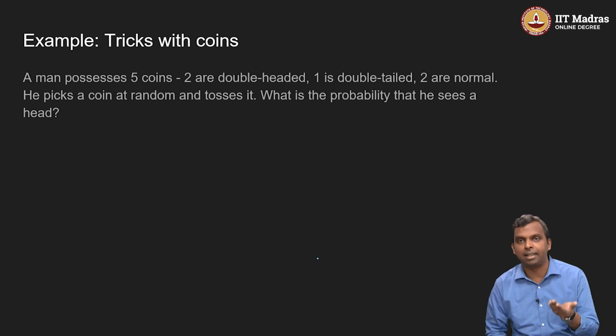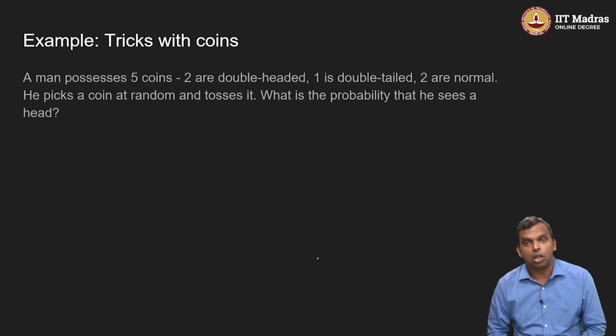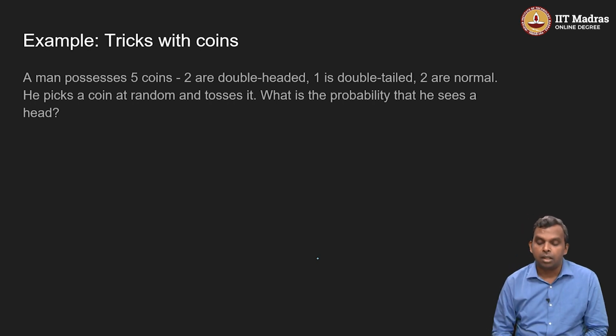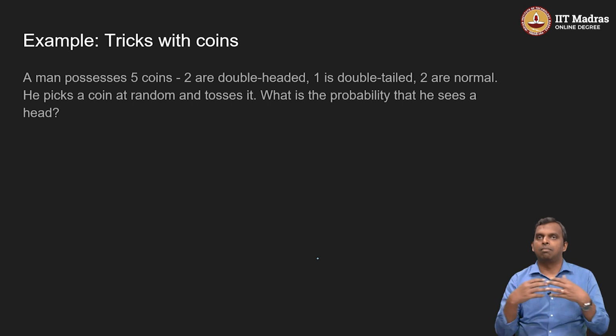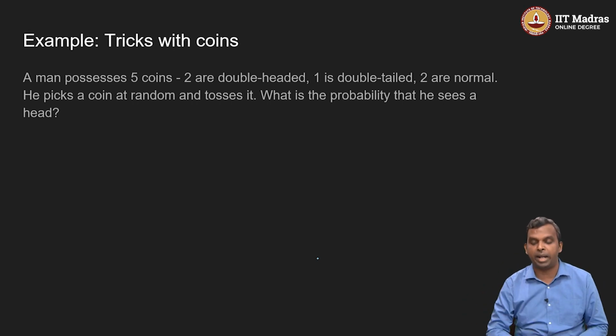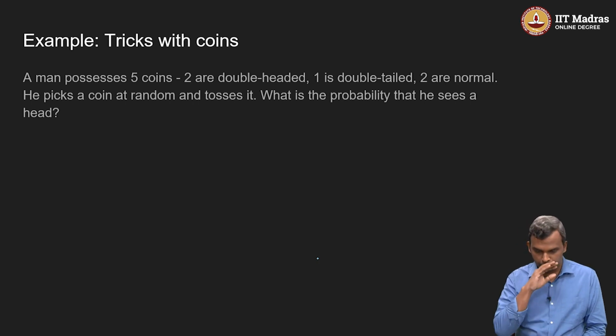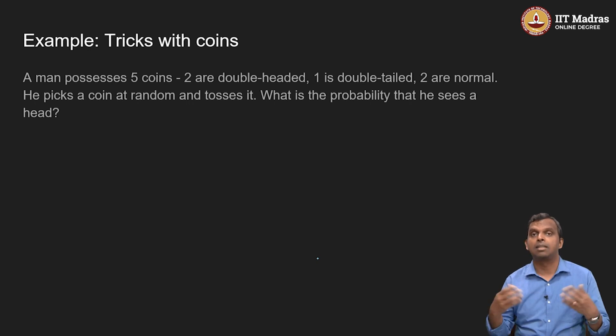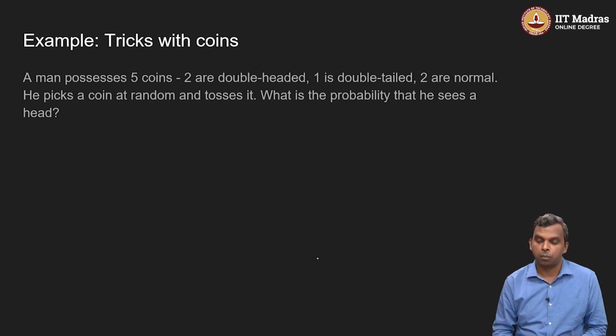One is double tailed, as in both sides are tails. Somebody made a fake coin with both sides being tails. 2 others are normal. Normal meaning one side is head, other side is tails. So there are 5 of these coins. This person picks, this is a 2-step experiment, right? So what does he do? He picks a coin at random, and then he tosses it. So the probability that you have to calculate is: what is the chance that he'll see a head?